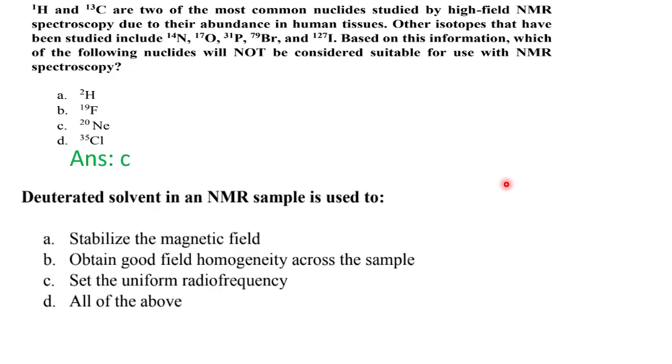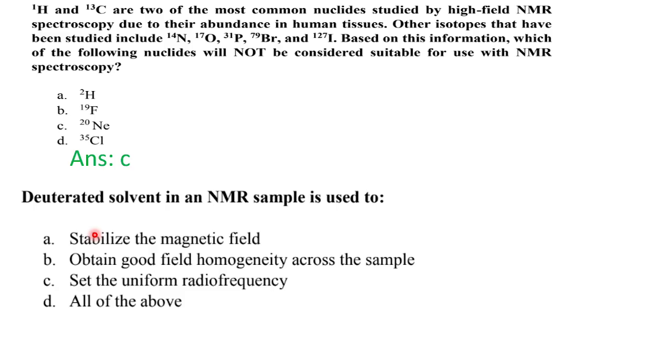Now, deuterated solvent in an NMR sample is used to stabilize the magnetic field, obtain good field homogeneity across the sample, set the uniform radio frequency, or all of the above. Why should you go for the deuterated solvent to check the NMR of your sample? I have already discussed that either CD3OD, that is deuterated methanol, or deuterated H2O, or deuterated chloroform, you need as solvent for solution NMR.